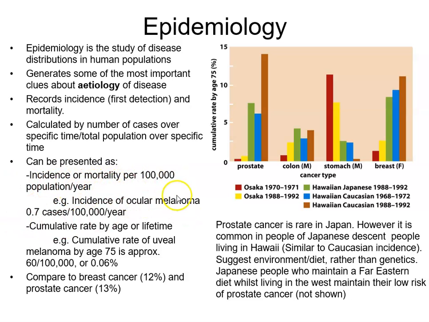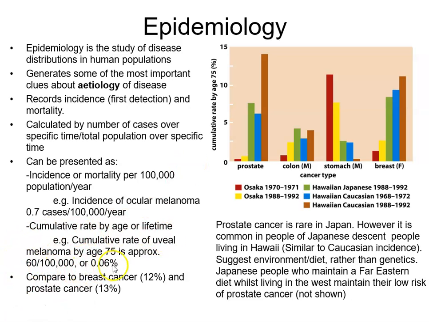So, for example, ocular melanoma, a rare tumour type that I work on, the incidence is quoted as 0.7 cases per 100,000 people per year, which basically means in a city like Sheffield with about 500,000 people, there are 3 or 4 cases of this tumour per year within the Sheffield city region. So that would be classed as a very rare tumour.